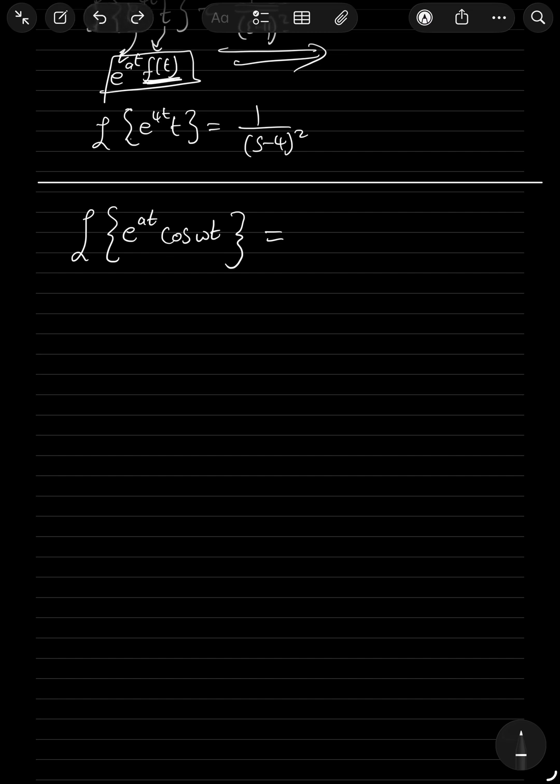We know that the Laplace of cos omega t is what? It's s over s squared plus omega squared, isn't it? But now we are shifting s by a. A is positive, so where there is an s here, it's going to be s minus a. Sorry, it's going to be s minus, because a is positive here, so we are going to subtract it.